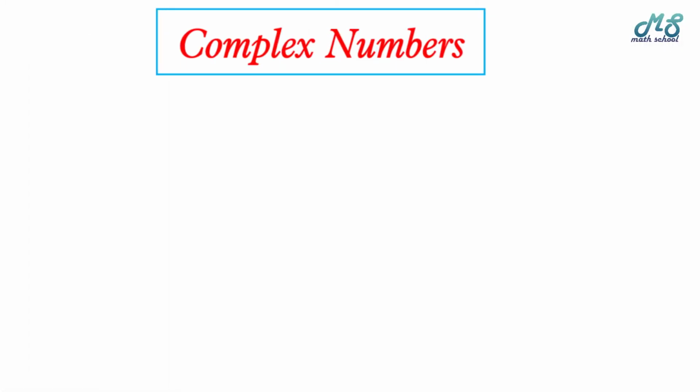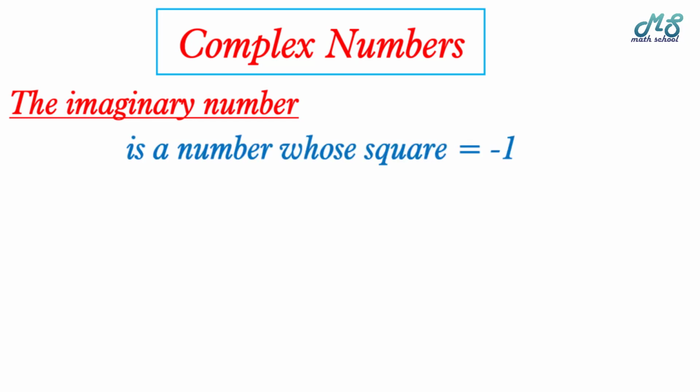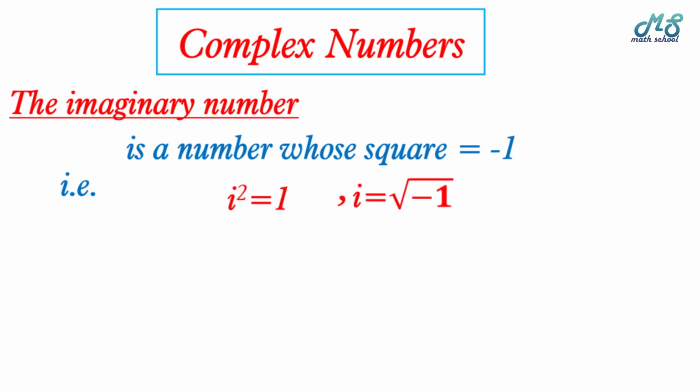First, guys, we will define the imaginary number. The imaginary number is a number whose square equals -1. That means i squared equals -1, and i equals the root of -1.